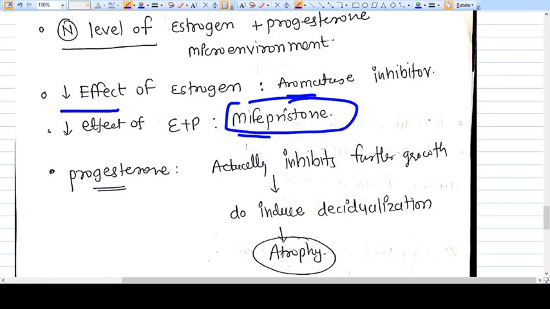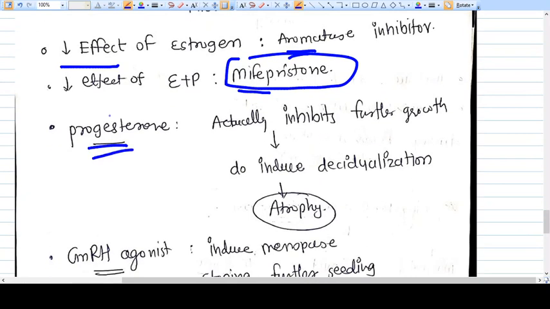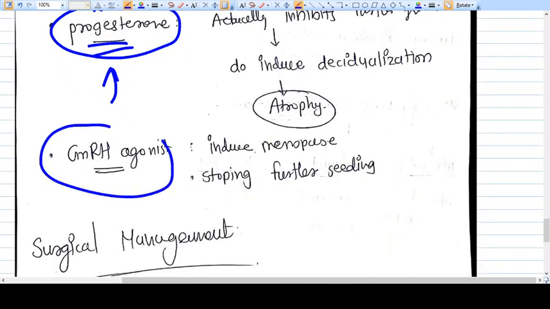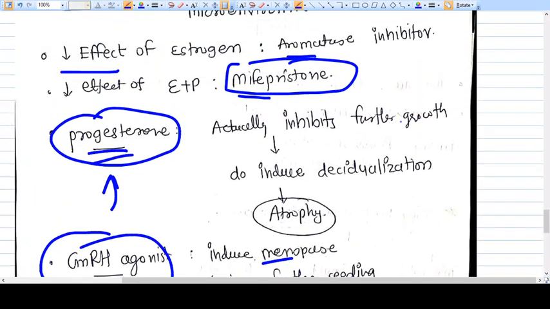So what will mifepristone do? It will cause atrophy of the endometrium. Progesterone is a drug which acts on the endometrium. It will decidualize the endometrium, and that decidualized endometrium will undergo atrophy and shedding. So these drugs are used. A GnRH agonist is like a medical menopause, which induces menopause by stopping the pituitary, stopping FSH and LH, and thereby estrogen and progesterone. So these drugs can help.